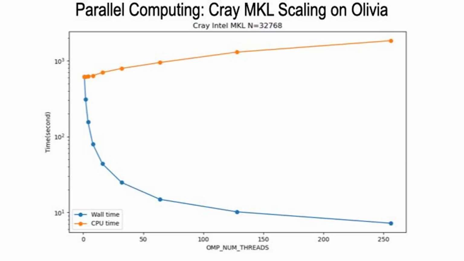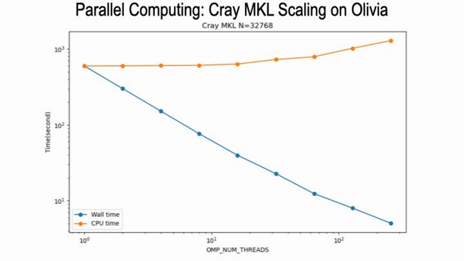I used the data from these scaling tests to create figures showing the wall time and CPU time, similar to what was done in videos 12 through 16. The first figure displays the wall time and CPU time, with a logarithmic scale on the time axis. The second figure presents the same data but uses a logarithmic scale on both axes.